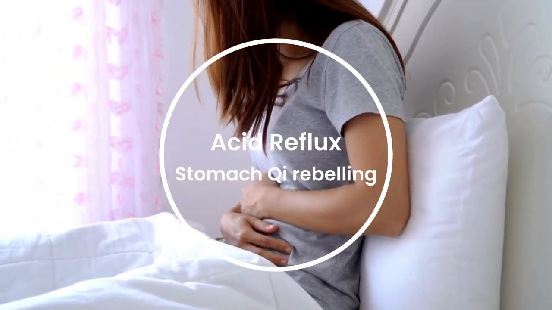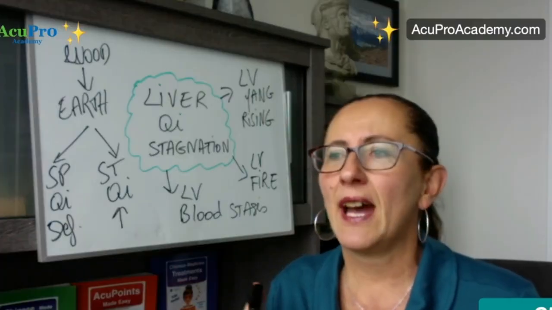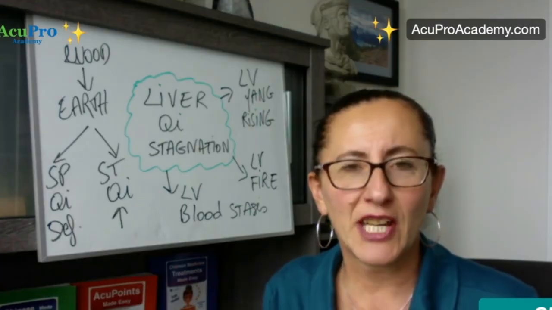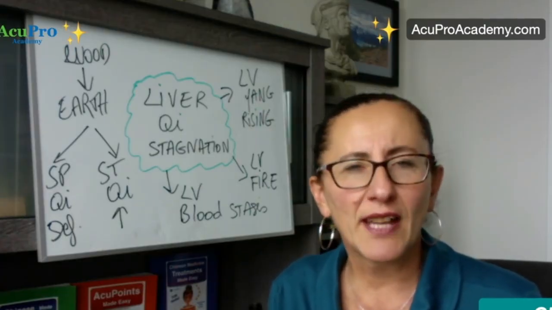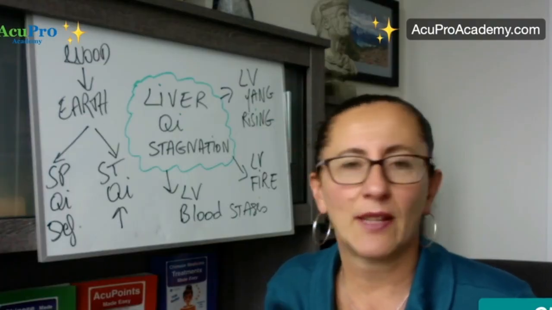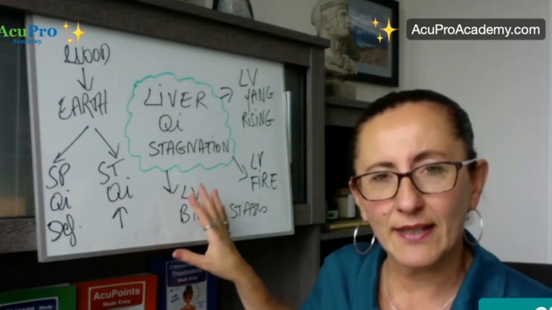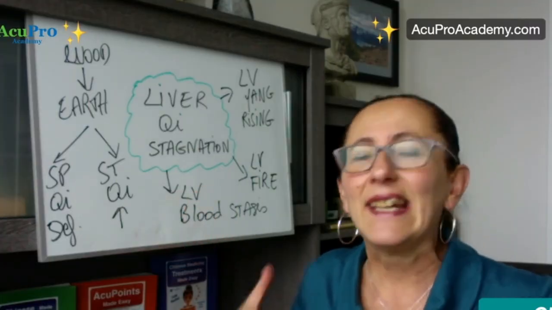Acid reflux will make it worse, right? We may have a bad breath. We may have tendency to have acid regurgitation. Food will be really hard to digest, hungry all the time and craving, and we're just eating anything and everything. So those are the consequences that liver qi stagnation can lead to.